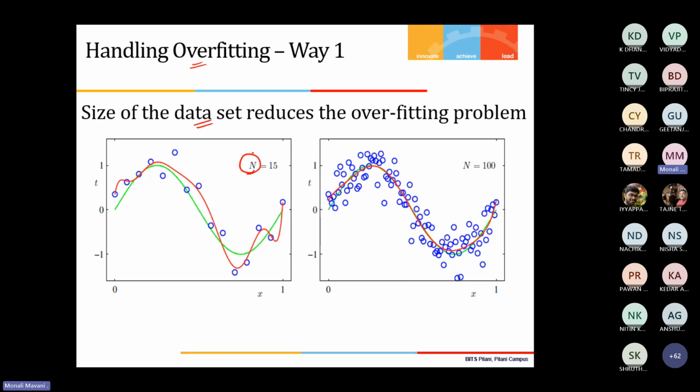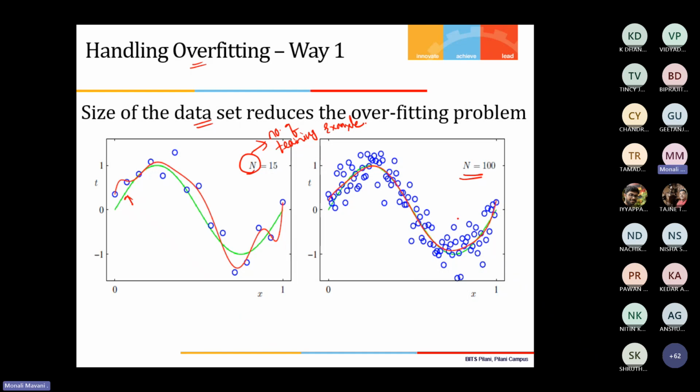So here n is the number of training examples. And here we have increased. Where we had 15 training examples, in the same polynomial curve fitting problem with some polynomial degree, we got this red curve. The ideal is the green curve. Now with the same polynomial degree, if we increase the number of data points, we will get this red curve, which is approximating the green curve.